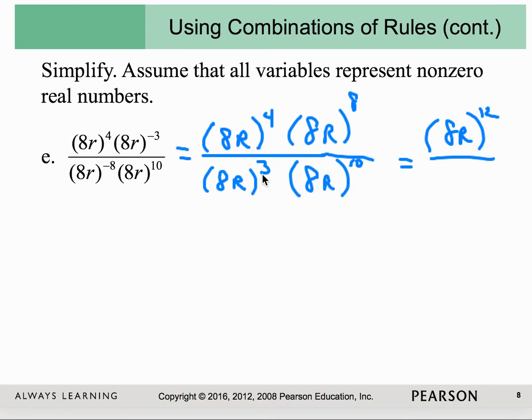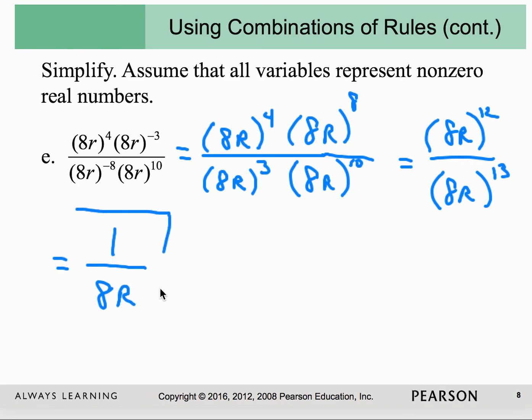And then in the bottom, there's 3 and 10. So there's 13 of those 8r things. Now, there's 12 of them on the top in the numerator, 13 on the bottom in the denominator. So 12 of them will cancel out, and there will be one 8r left in the denominator. Yeah, sweet, right? Okay. All right, let me know if you need anything.